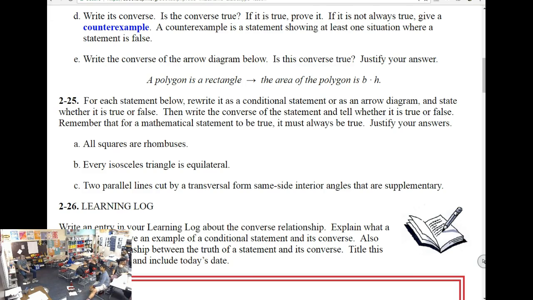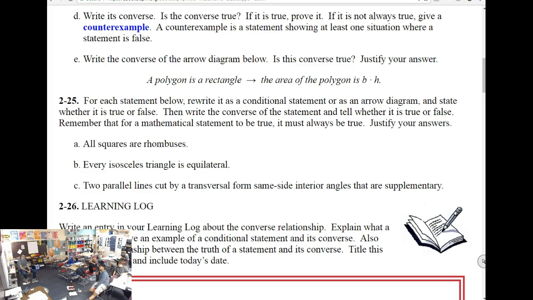And this is actually exactly what we were just talking about. If we take the definition, all squares are rhombuses, and we flip it to the converse, all rhombuses are squares. It's false, right? So that's not a great definition there.